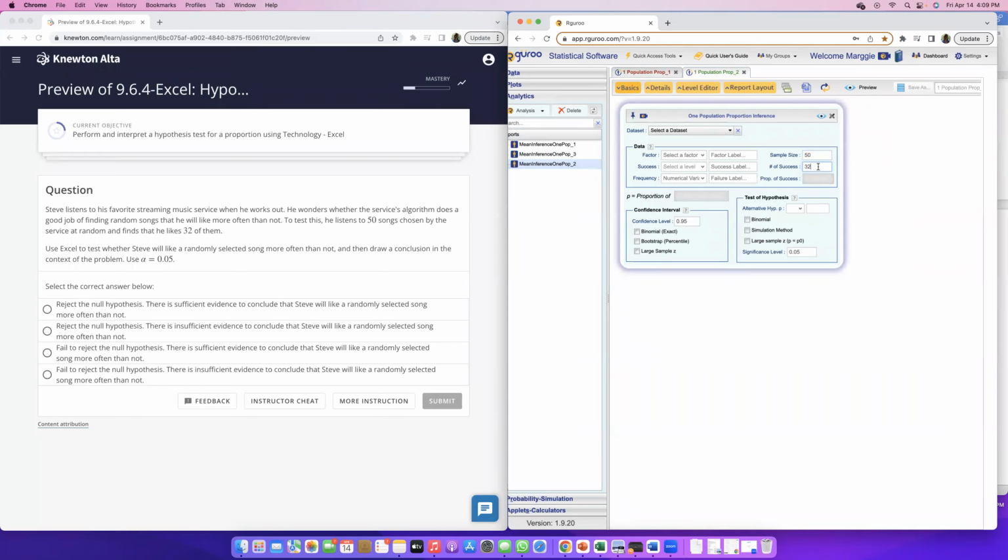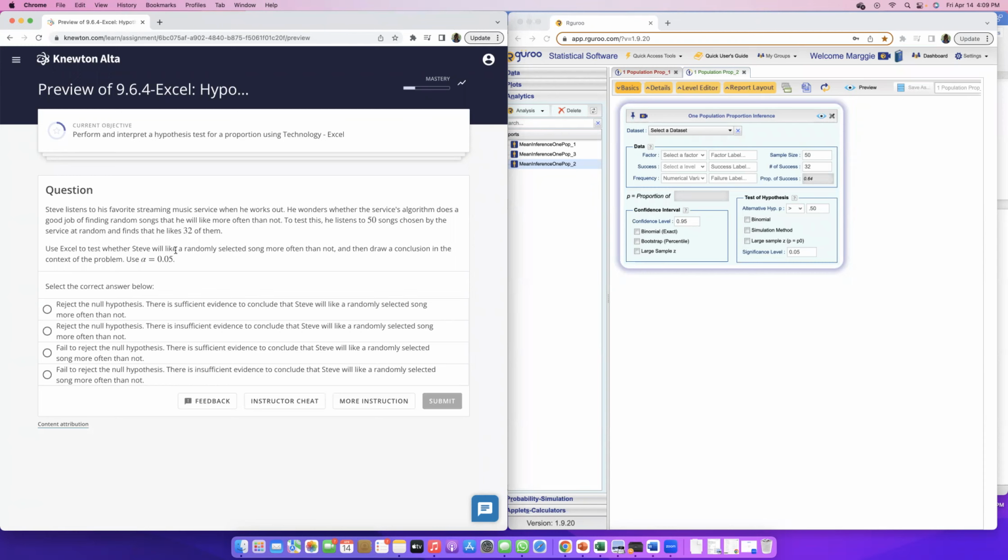The ones that he likes were 32. So he has a 0.64 proportion. For success, the alternative is going to be greater than 0.5. The reason for that is because the options he has are that he either likes the song or he doesn't like the song. So it's going to be a 50-50 chance: 50% he will like the song and 50% he won't like the song.